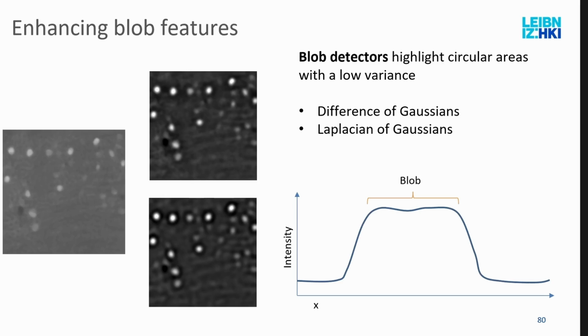Then we have another feature, it's also quite common in biological data. This is actually from kidney data. These are glomeruli. It's actually light sheet microscopy data that I received at some point. And what you can see, there are these blobs. So when you look at them from the side in profile, it's basically a low variance, round region that is quite bright.